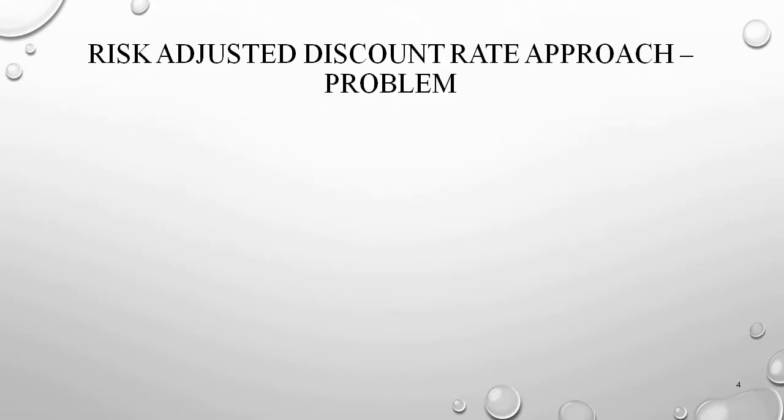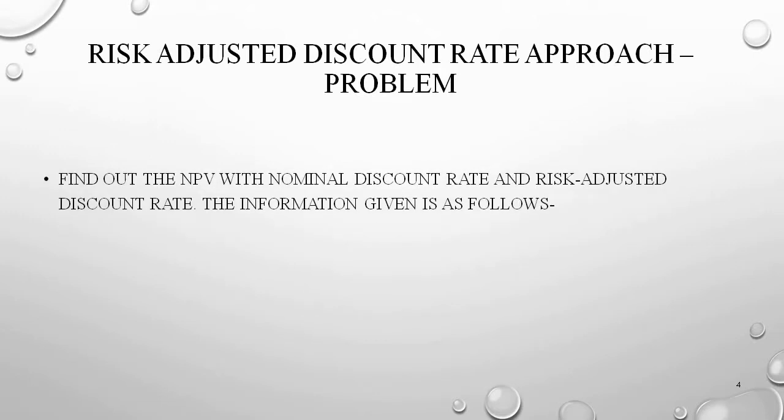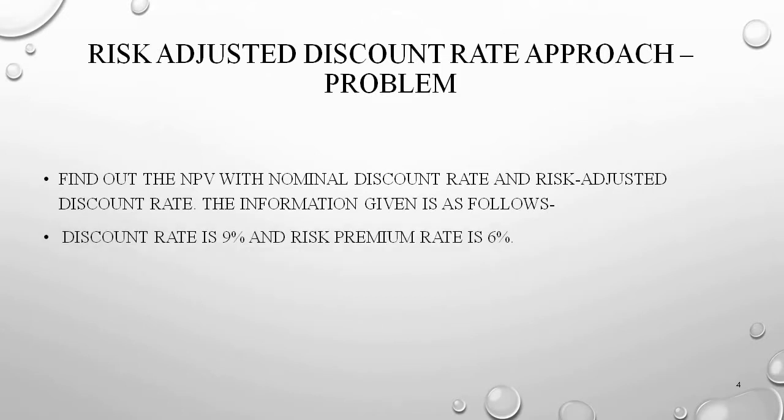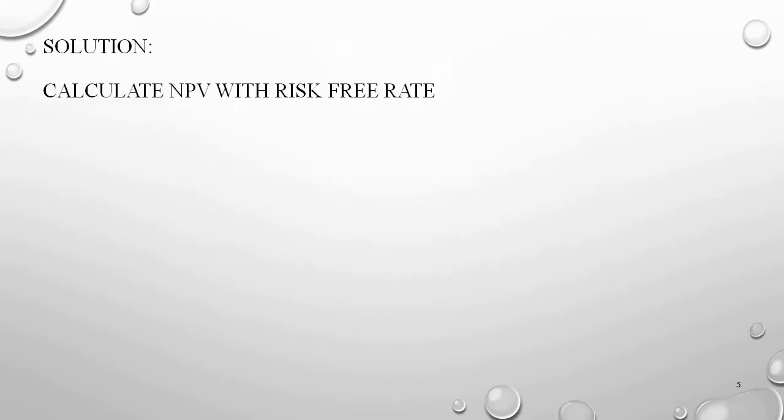Problem on risk adjusted discount rate approach. Find out the NPV, net present value, with nominal discount rate and risk adjusted discount rate. The information given is as follows. Discount rate is 9% and risk premium rate is 6%. Cash flows for 5 years are 60,000, 85,000, 52,000, 89,000 and 93,000 respectively. Initial investment is rupees 2 lakhs.